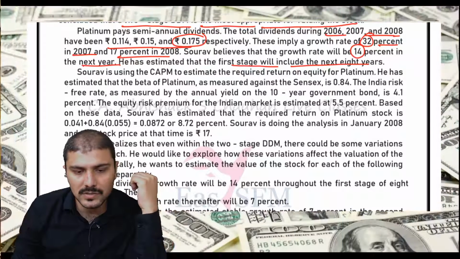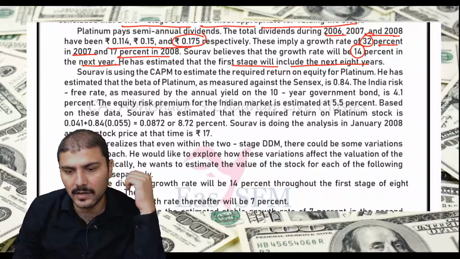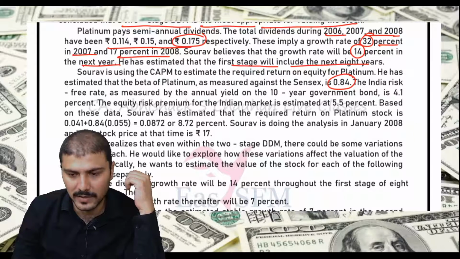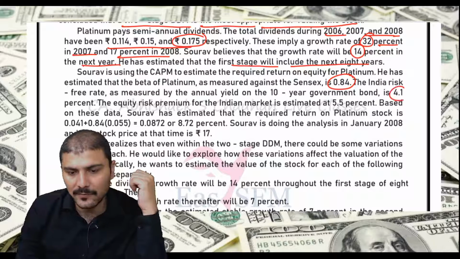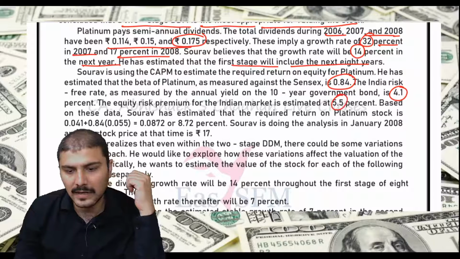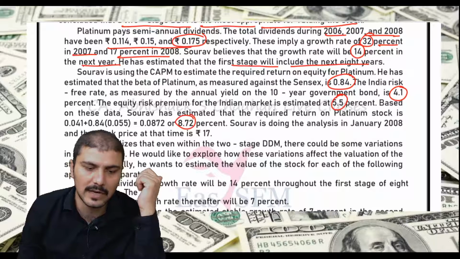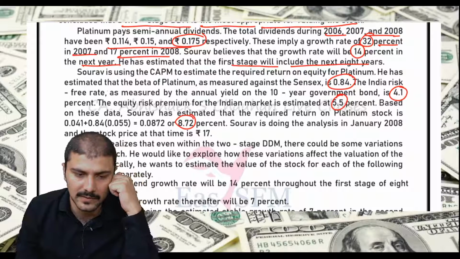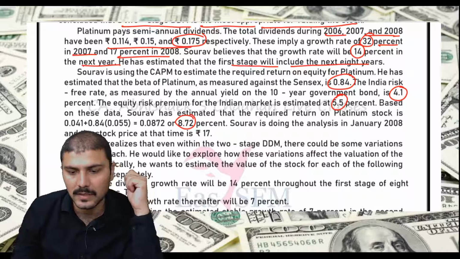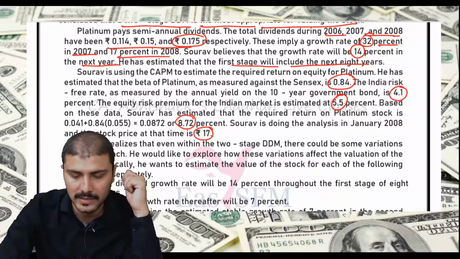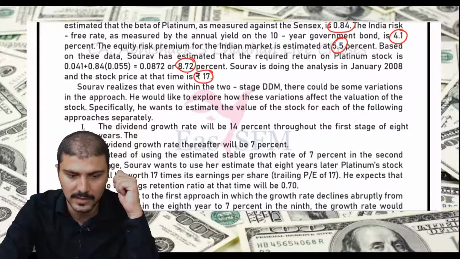Saurav is using the CAPM to estimate the required return for equity. He has estimated the beta of platinum against the index, beta is 0.84. The RF is 4.1 and the risk premium is 5.5. So based on this data, he has calculated the required rate of return, RF plus beta into RM minus RF, as 8.2%. Saurav is doing the analysis in January 2008, and the stock's actual market price at that point of time was 70 rupees.